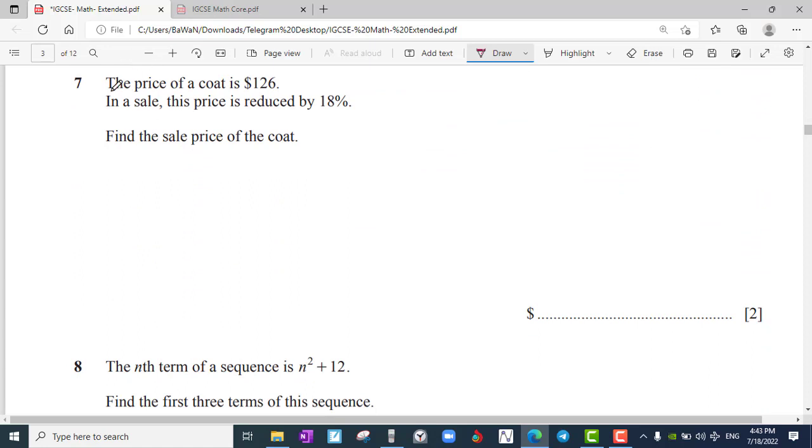Question 7. The price of a coat is $126. In a sale, the price is reduced by 18%. Find the sale price. Okay, so we just have to calculate 18% of 126 and then 126 minus the result of the step.